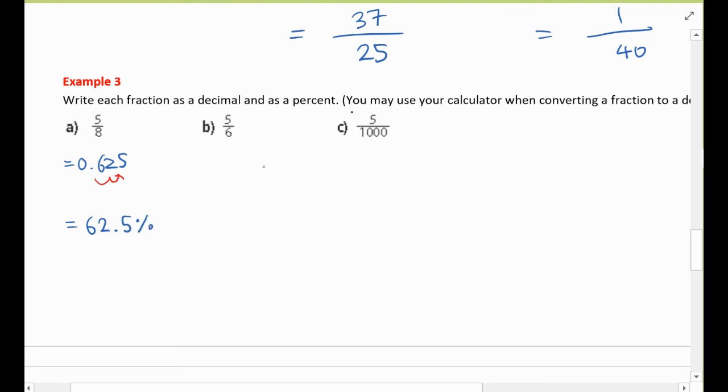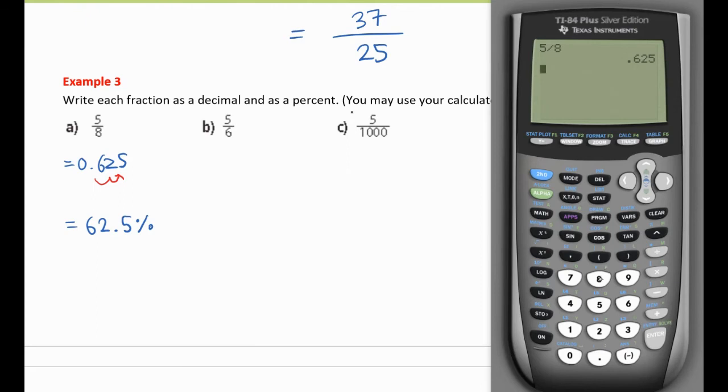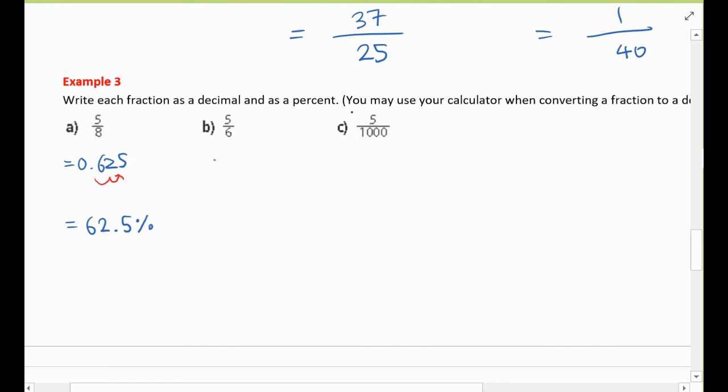Right? So I want you to do B and C by yourself. Pause the video and do B and C by yourself. Alright, let's do B. 5 divided by 6. So that's 0.83 repeating. So round it. I'm just going to write 0.83. And if you move 2 decimal places to the right, that is 83%.